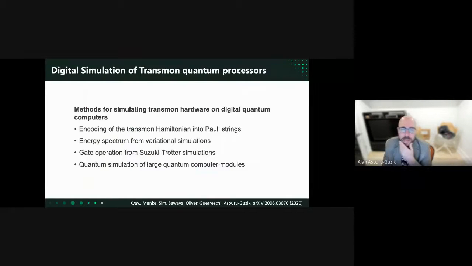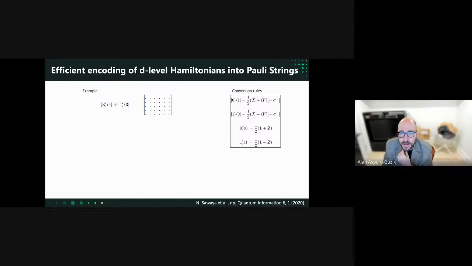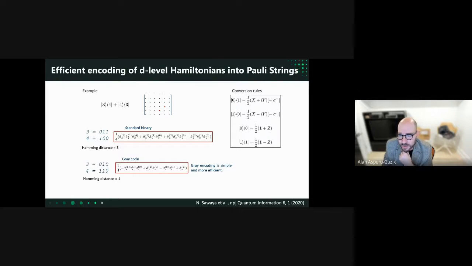So, how do you do that? Well, there are a lot of technical things that in 8 minutes I won't be able to get into. Just to give you the overview, we need to encode the Hamiltonian into Pauli strings, then unleash the power of variational algorithms and Suzuki-Trotter. And this is how it works. So if you want to think about how to convert operators, one of the papers that Nico Sawaya at Intel led, and we collaborated with him.